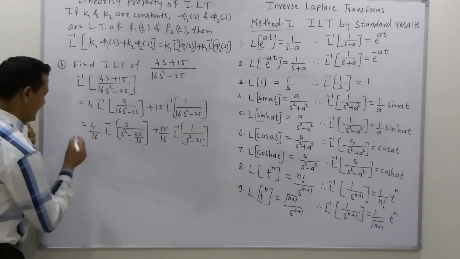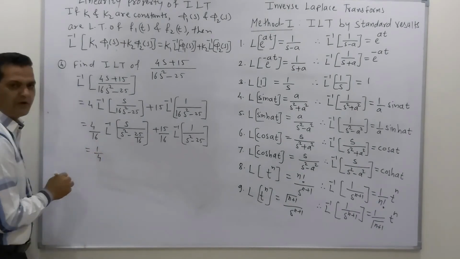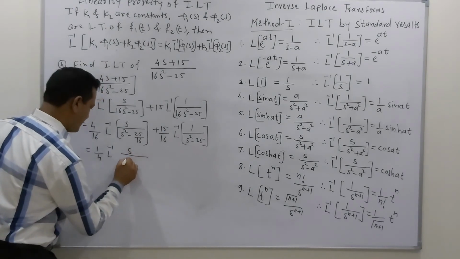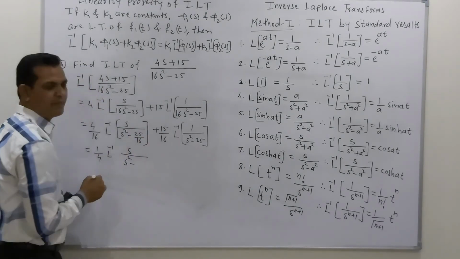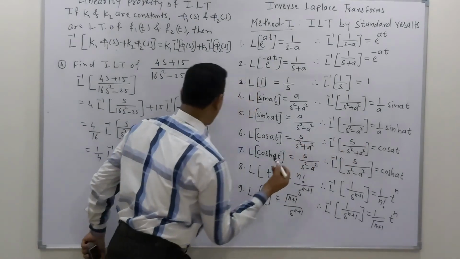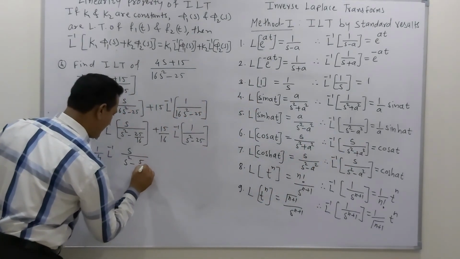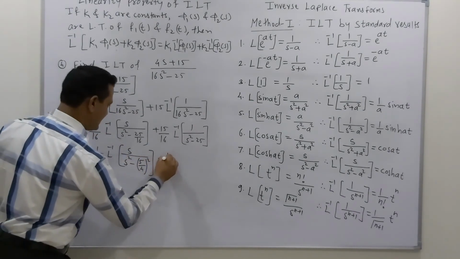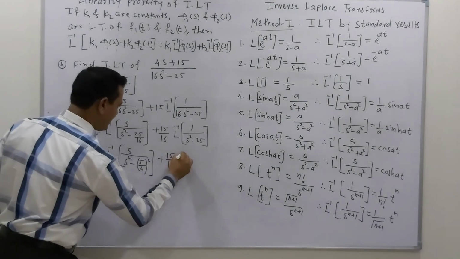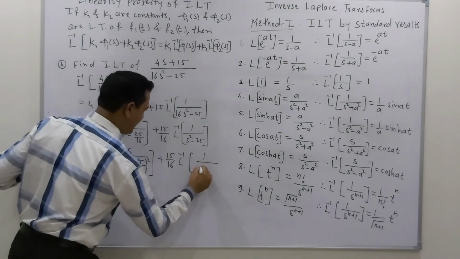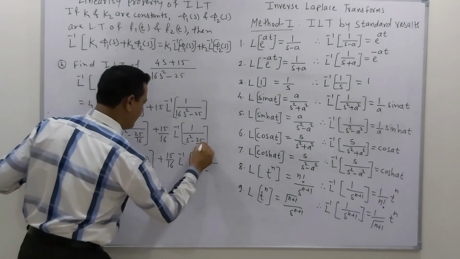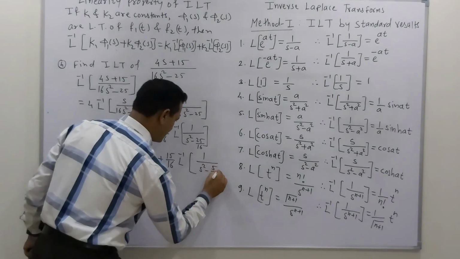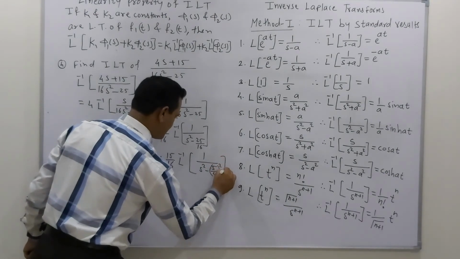Now we will rearrange this term as 1/4 for the 16 times the inverse Laplace transformation of s upon s² - 25/16. We require this value as a square, so we can write this as (5/4) squared. Similarly, we can write this as 15/16 times the inverse Laplace transformation of 1 upon s² - 25/16, and we can write 25/16 as (5/4) squared.